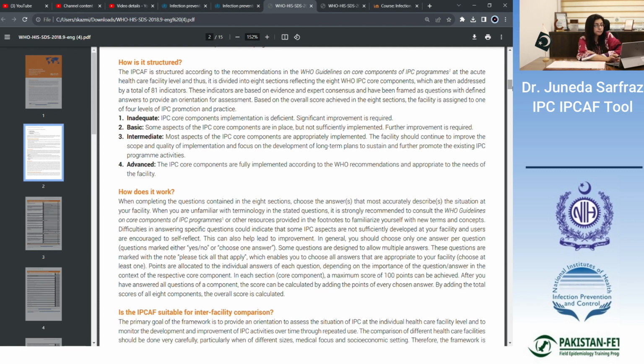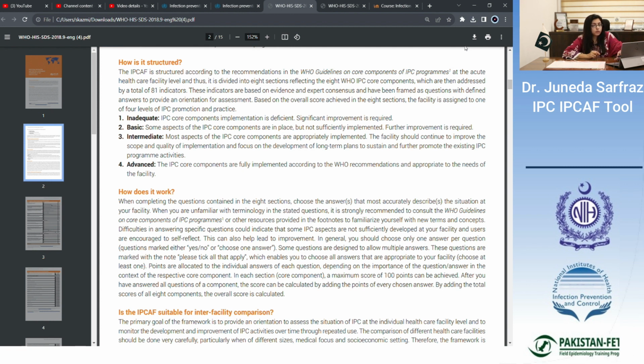And as far as the interfacility comparison is concerned, we are very keen on comparing facilities. How does my facility compare with the other facility? But this tool is ideally not meant for comparing facilities. It is meant for self-improvement. So you can do it for your own facility, and then you can do it at a later date for the same facility, and then you can measure your own progress. But ideally, you shouldn't compare 2 facilities using the same tool.